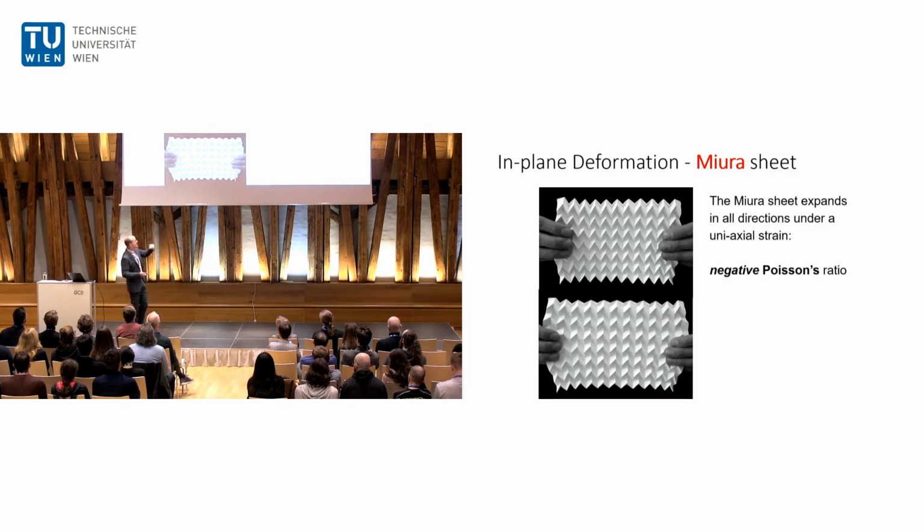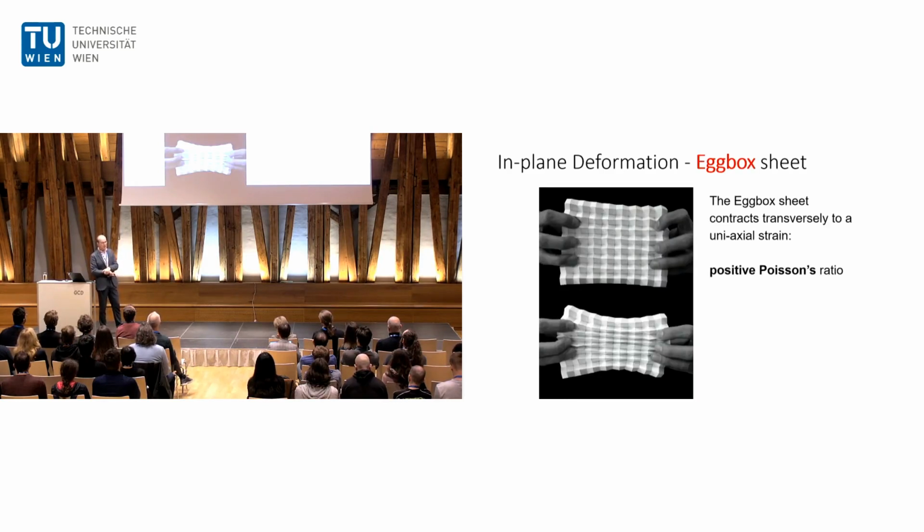So it has this negative Poisson's ratio, whereas if we were to do the same thing with the egg box sheet, then you end up finding that you have a very positive Poisson's ratio, very much the kind of standard material response you might expect. So, firstly, we had that interesting contrast.